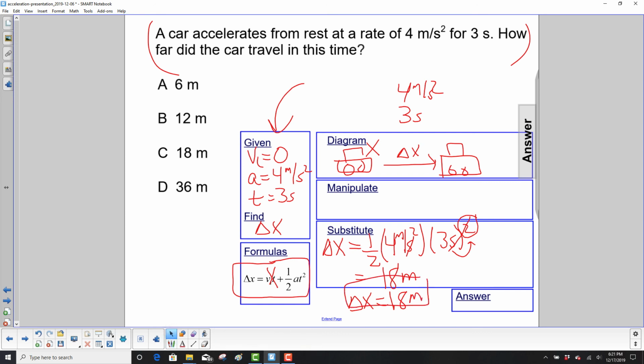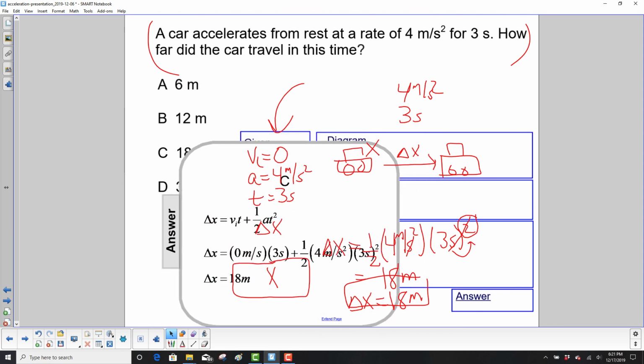And then let's pull out the answer tab to make sure. Yep, that's what we got, 18 meters.